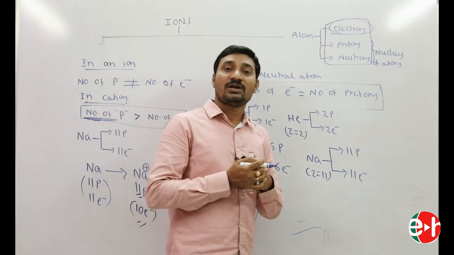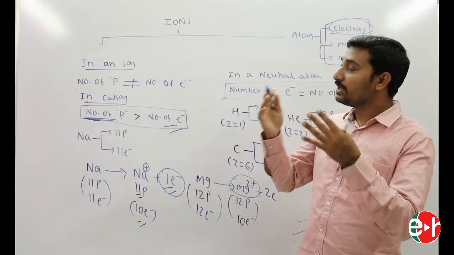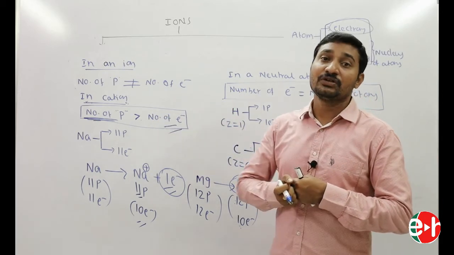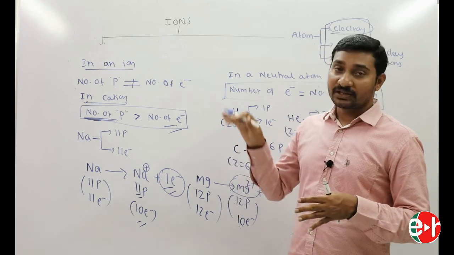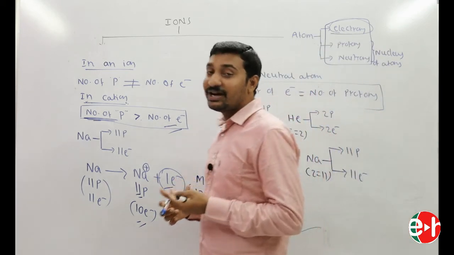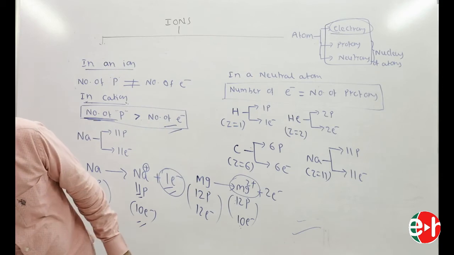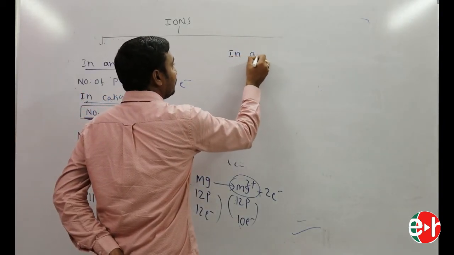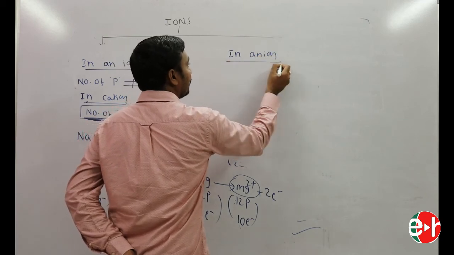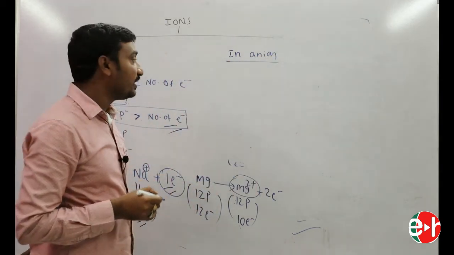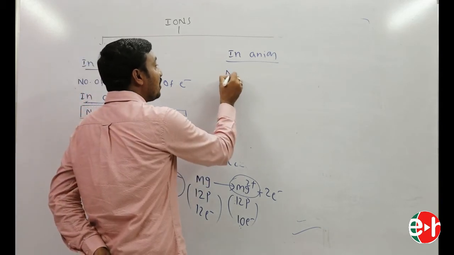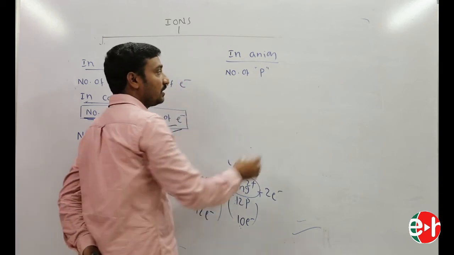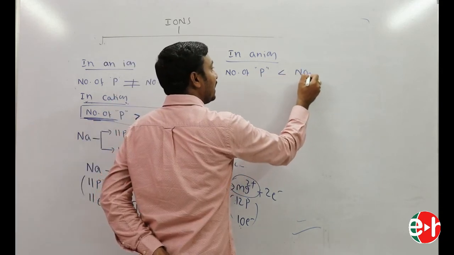Why is the number of protons greater than the number of electrons? Because electrons are removed from the neutral atom. That's why the number of electrons is less. In an anion, it is reverse. Why? Because of gain. In an anion, the number of protons, P indicates protons, is less than the number of electrons.